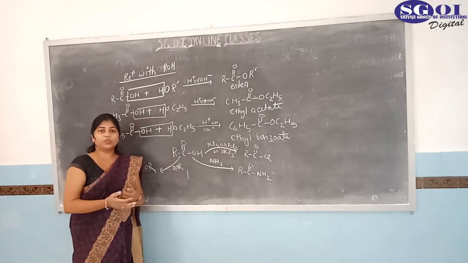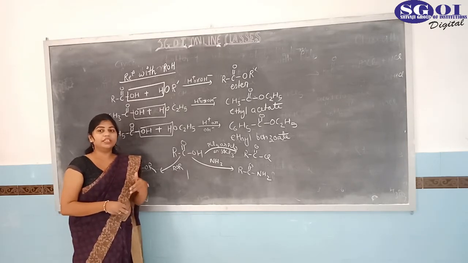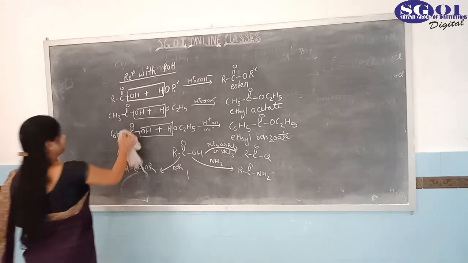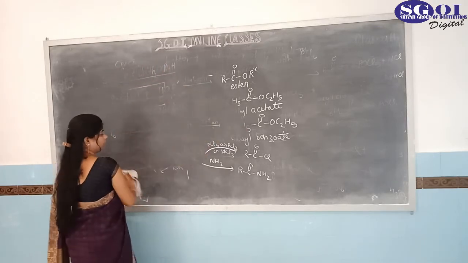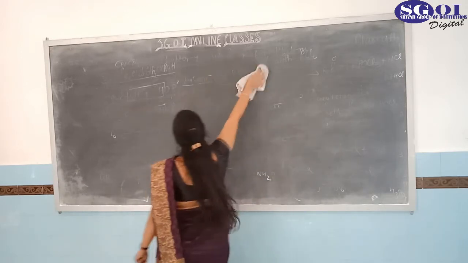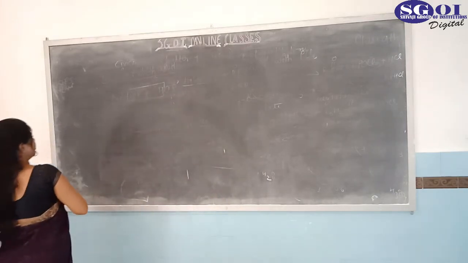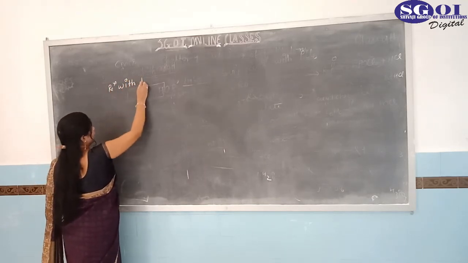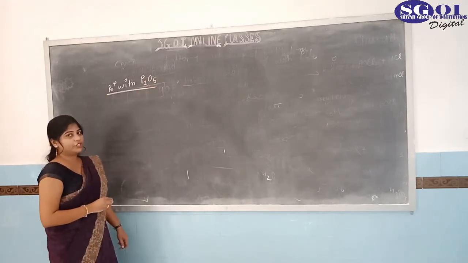Now next reaction is reaction with phosphorus pentoxide, and this reaction is also known as dehydration of acid.